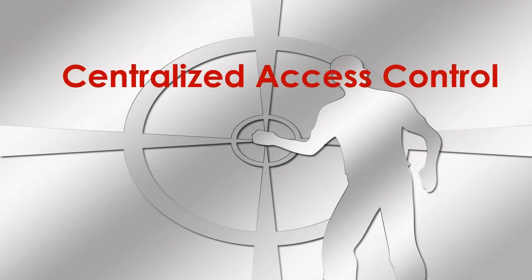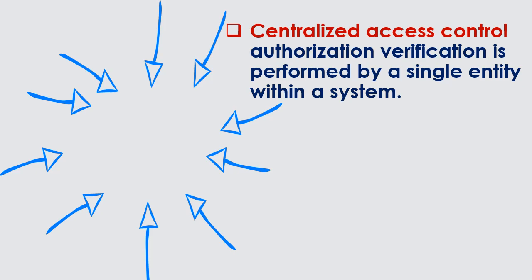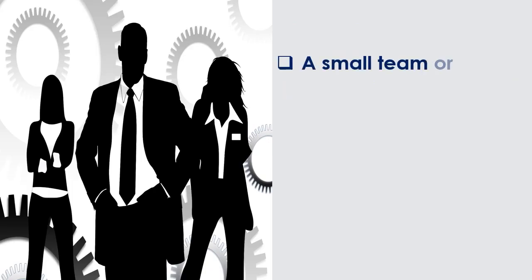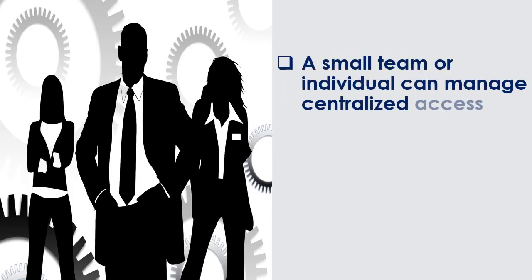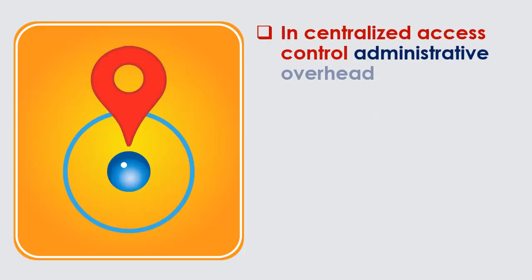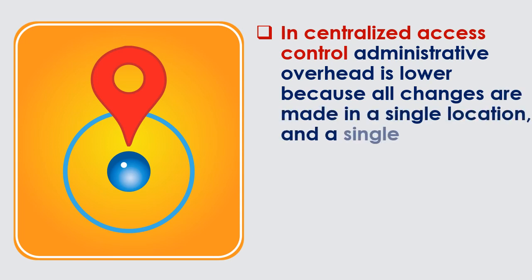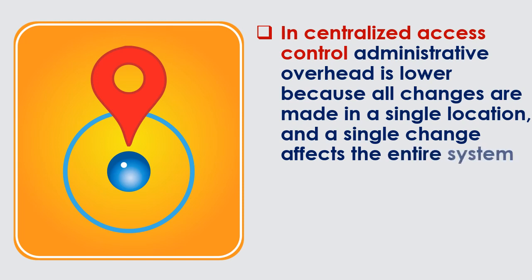Centralized access control: authorization verification is performed by a single entity within a system. A small team or individual can manage centralized access control. In centralized access control, administrative overhead is lower because all changes are made in a single location, and a single change affects the entire system.